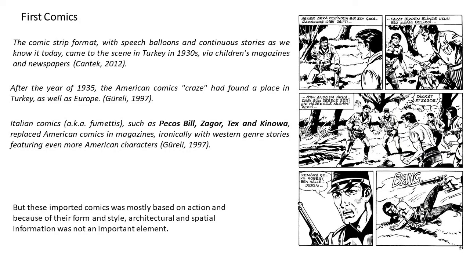Coming to first comics, the comic strip format with speech balloons and continuous stories as we know it today came to the scene in Turkey in the 1930s via children's magazines and newspapers. After the year 1935, the American comics craze had found a place in Turkey as well as Europe. Then Italian comics, aka fumettis, such as Pecos Bill, Zagor, Tex and Kinova replaced American comics in magazines, ironically with Western genre stories featuring even more American characters.